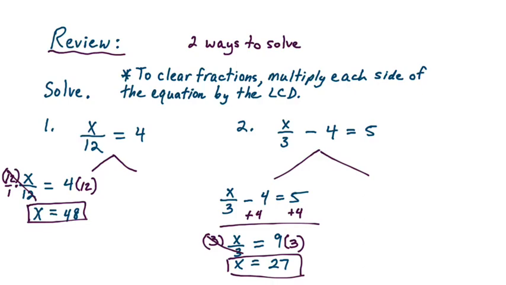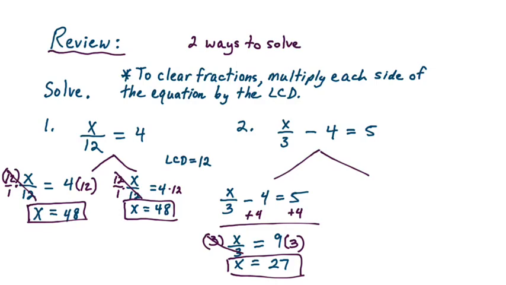You'll see on number 1 it really isn't any different, at least the way it looks. So I'm not thinking so much how do I get x by itself here. I'm thinking, hey, I need to clear the fractions, and I do that by multiplying by the LCD. So here I only have one denominator. That's going to be my least common denominator, or LCD, and it's 12. So we'll multiply each side by 12, and we get 48.